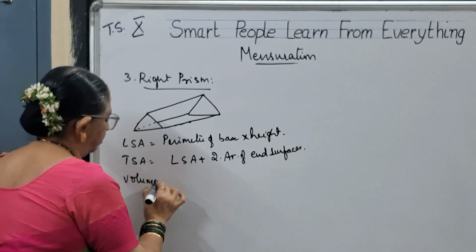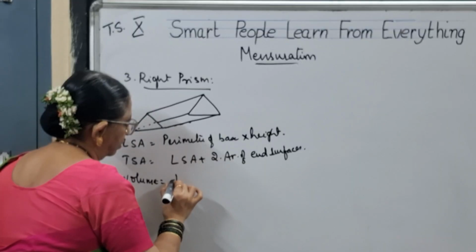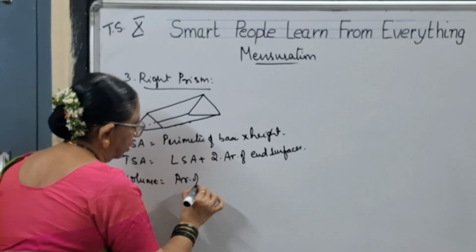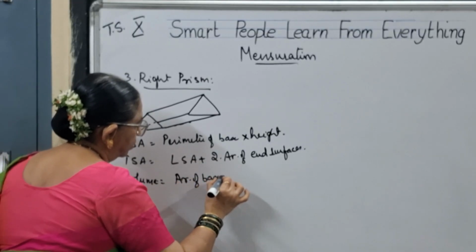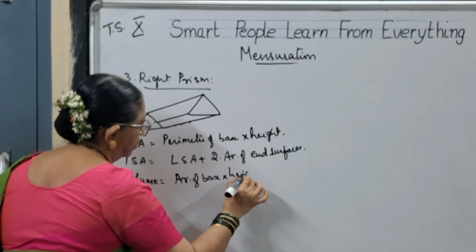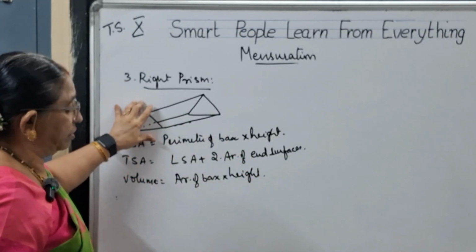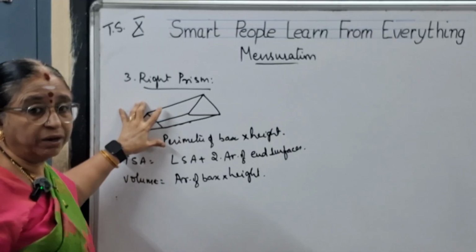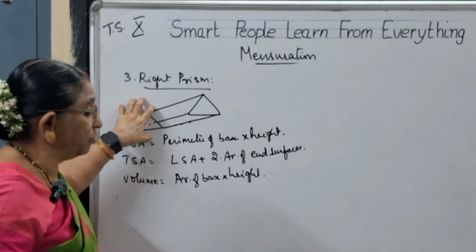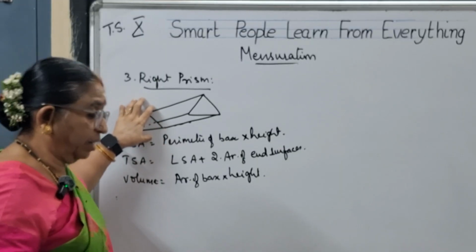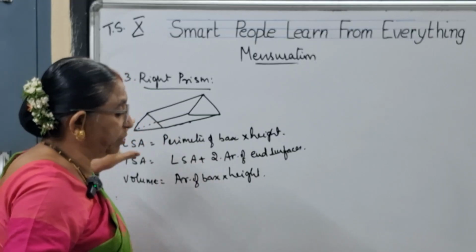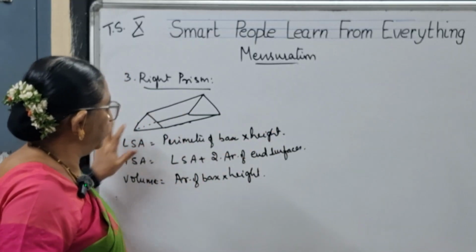And volume. What is volume? Volume is area of base into height. So it depends upon, children, what is the shape of the base. Right, prism? It is not compulsory that it should have a triangle. It may have another shape also. Whatever shape the base has, accordingly you will get the formula.